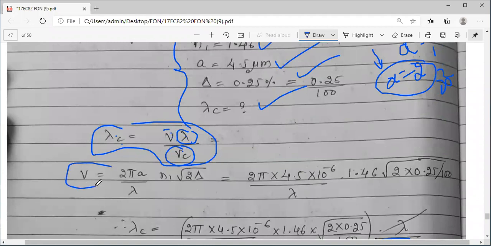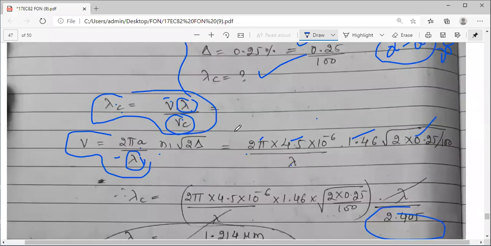V is having the equation 2 pi by lambda a n1 root 2 delta. This is the formula. We can observe you have lambda here also, so probably they get cancelled. Let's see. Don't touch it, keep it as it is. I have written 2 pi, a is the radius, n1 is the refractive index, 2 delta divided by lambda. Lambda, I haven't done anything, simply taken as it is.